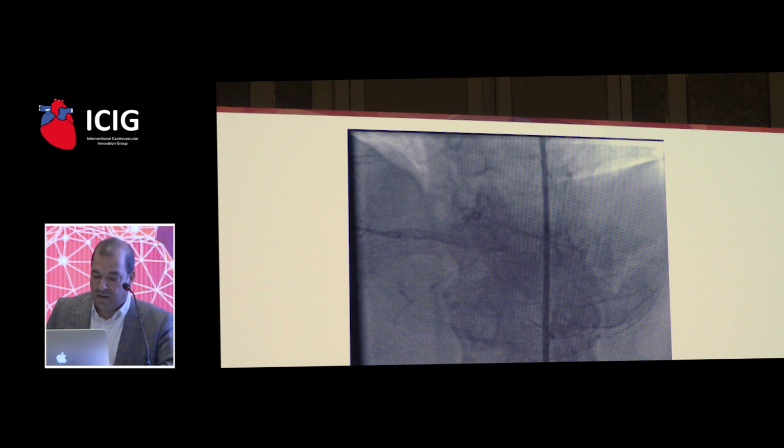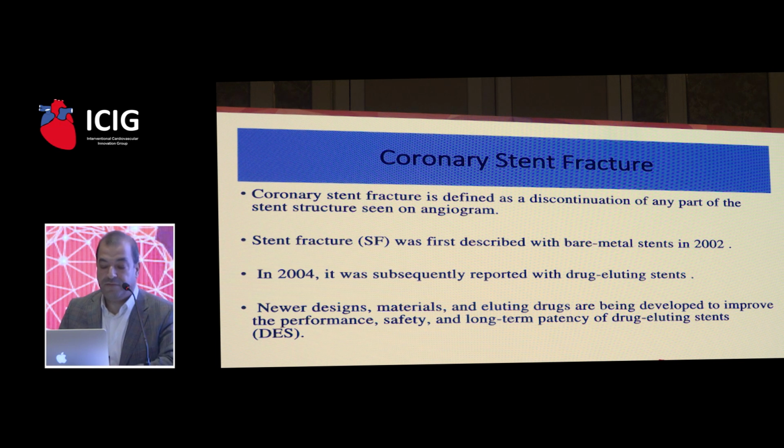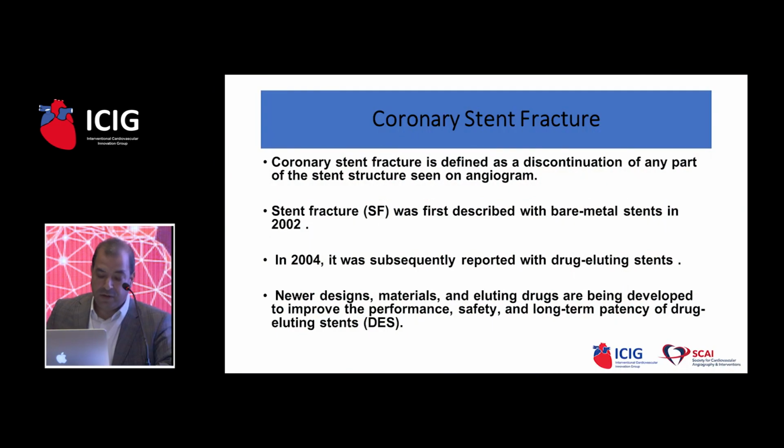And I will give a few slides here about coronary stent fracture, which is defined as discontinuation of any part of the stent structure seen in the angiogram. Stent fracture was first described with bare metal stent in 2002. In 2004, it was subsequently reported with drug-eluting stent, typically, as you mentioned, in the Cypher one, but apparently with high prevalence more in the sirolimus-eluting stents, as reported in many literature reviews.